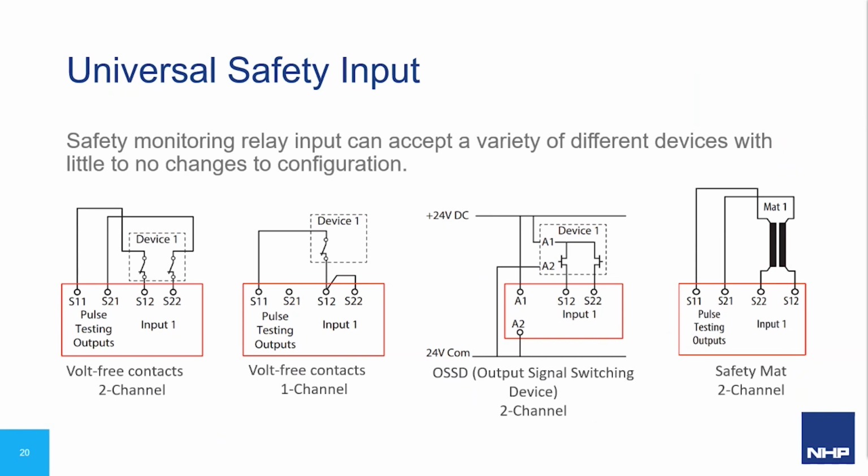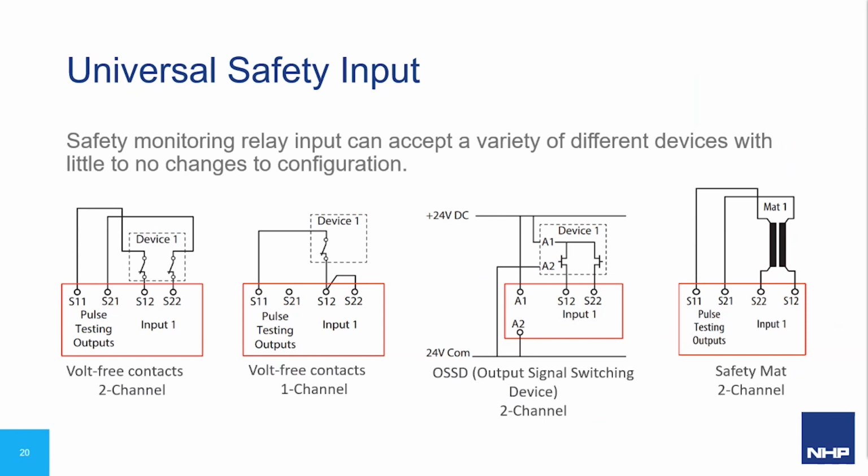Solid state devices which use OSSD signals can also be wired directly into the safety inputs. OSSD stands for Output Signal Switching Device, which is generally a 24-volt DC PNP output from a safety device like light curtains or scanners or some non-contact interlock switches, which incorporate their own pulse-tested signal instead of the one provided by the safety monitoring relay.